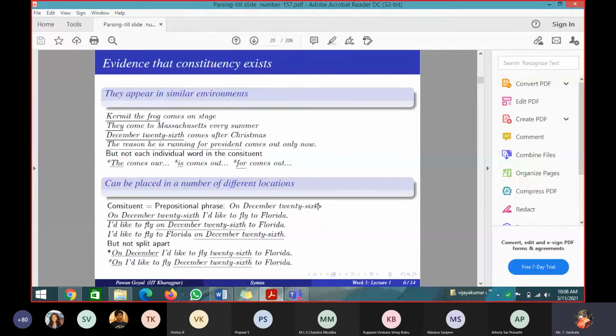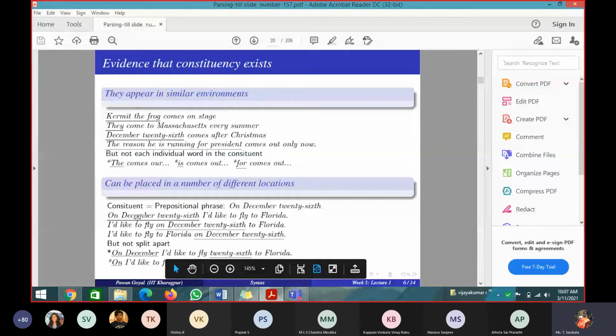How many words form a prepositional phrase here? I am taking a prepositional phrase, and that phrase is "on December 26th." So how many words do I have in that phrase? Is it a single word forming a phrase, or a collection of words forming a phrase in this example? A collection of words. So how many words do we have? Three: "on December 26th." So these three words together form what type of phrase? A prepositional phrase.